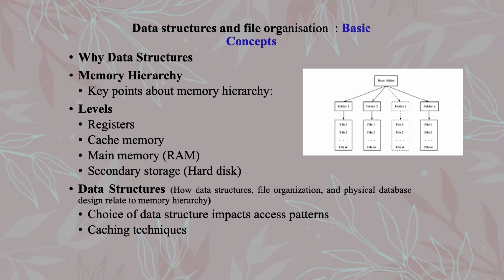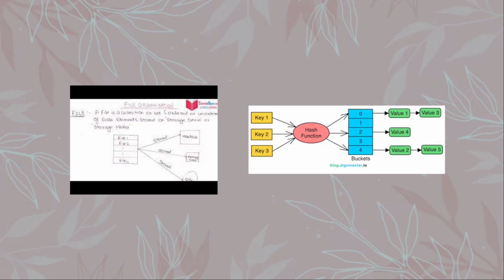And how do data structure, file organization, and physical database design relate to the memory hierarchy? We now have to correlate these three components. Data structure is one component, file organization is another, and physical database design is another, and they are all related to the memory hierarchy. Because if the data is not organized, kept, or stored hierarchically memory-wise, we will not be able to access that data.